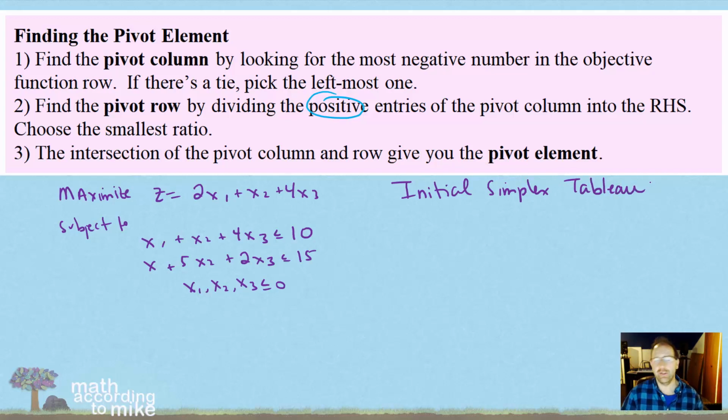Okay, in the initial simplex tableau, there are a couple new columns that we didn't have before, maybe just the one. We'll have the BV column, that's supposed to be a B. We'll have x1, x2, x3. How many slacks do we need? 2, because we have 2 functional constraints. But we also will have a z column and then the right-hand side.